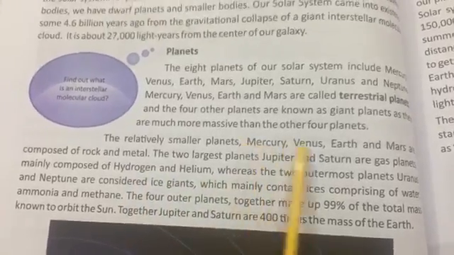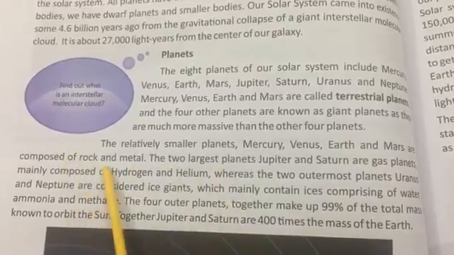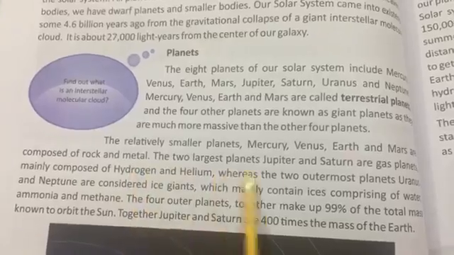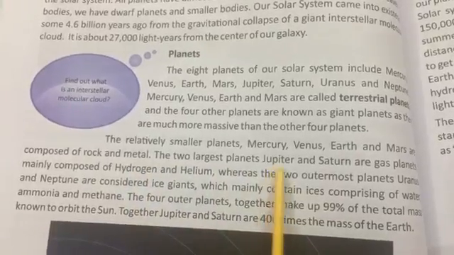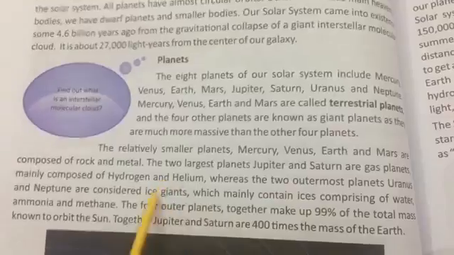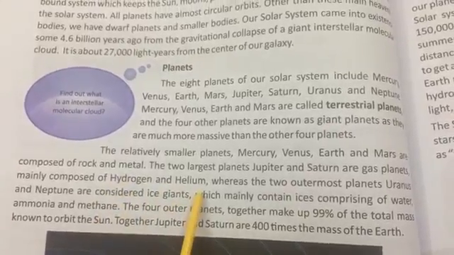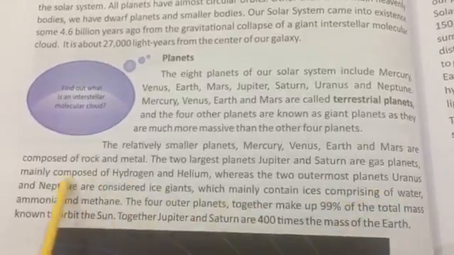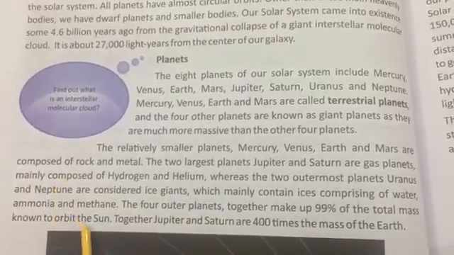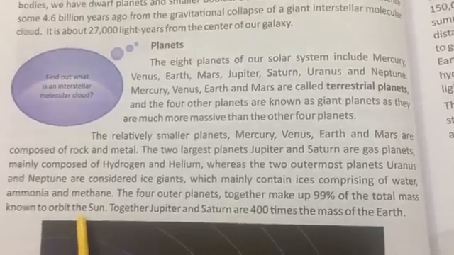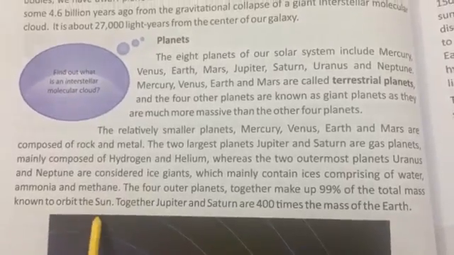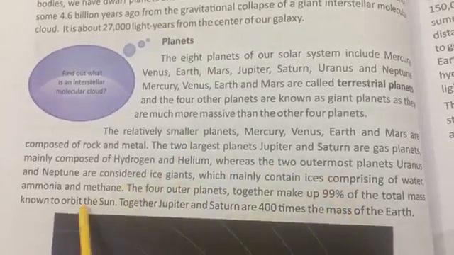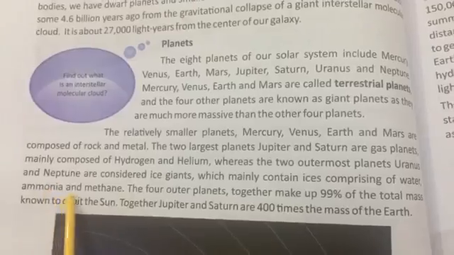So Mercury, Venus, Earth, and Mars are composed of rock and metal. We can find rock and metal on those planets. And the two large planets, Jupiter and Saturn, are composed of hydrogen and helium gases. And the outermost planets are Uranus and Neptune. The last two planets are known as the ice giants because they are composed of ice, right? They contain ices comprising water, ammonia, and methane. These are the chemical elements.